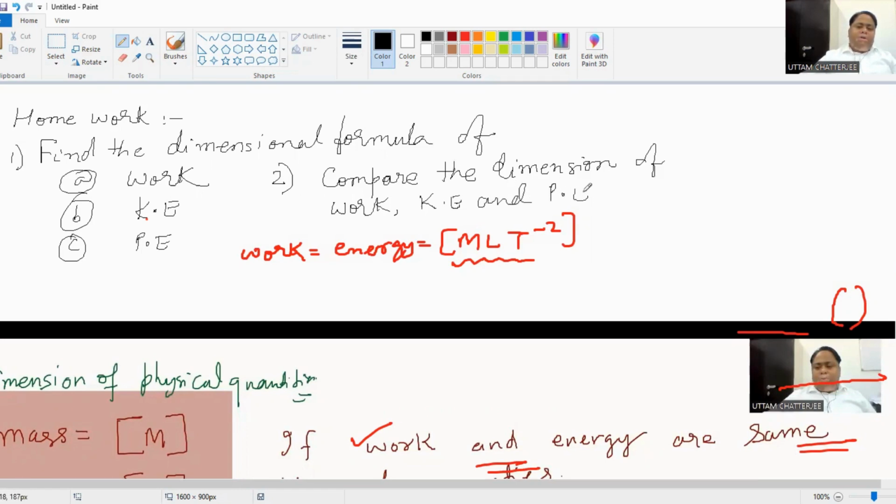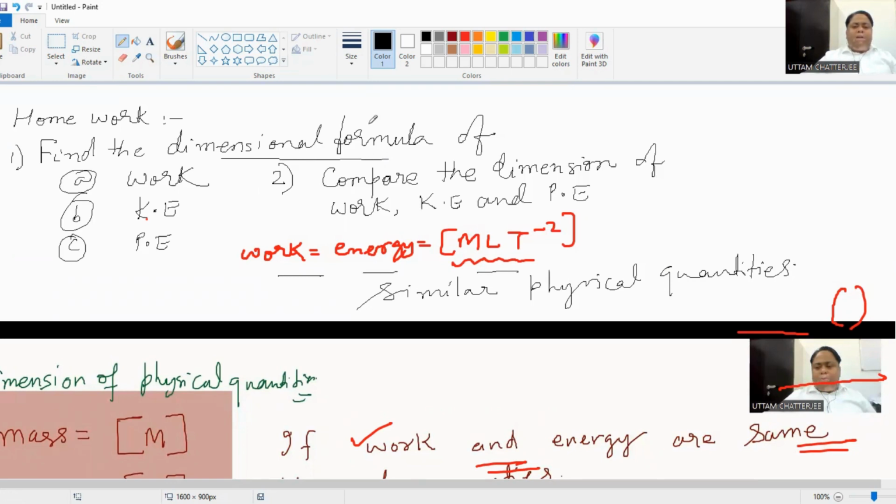So in comparison, what do you have to write? You have to write that the dimension of work and energy is the same, and hence they are similar physical quantities. So this type of process is called dimensional analysis. Finding out the dimensional formula and comparing one physical quantity with the other is called dimensional analysis.